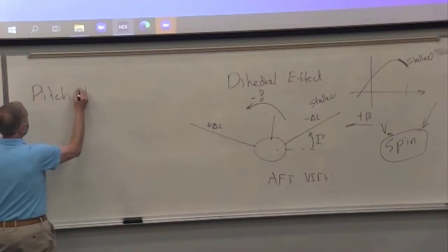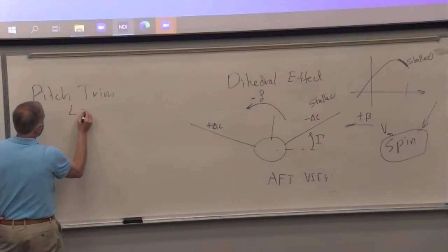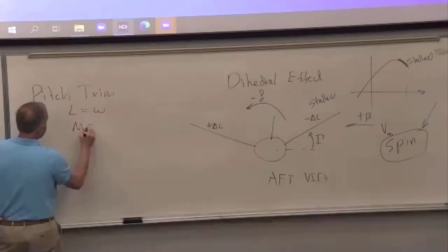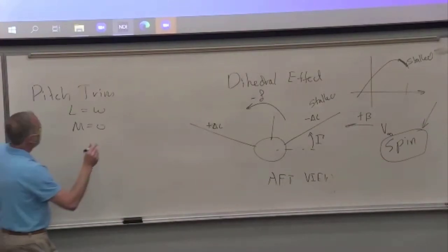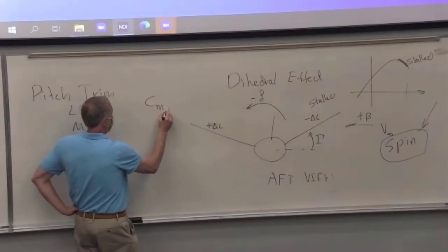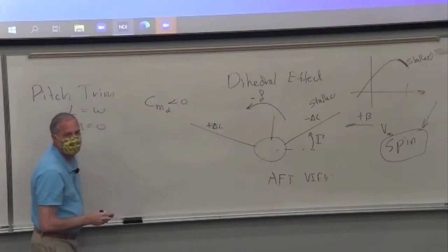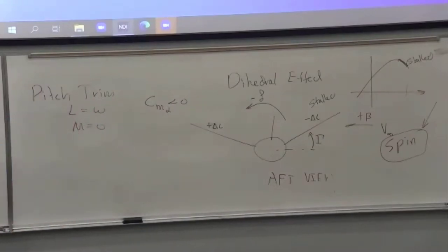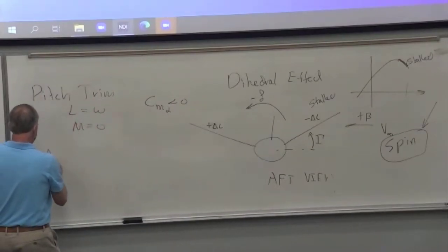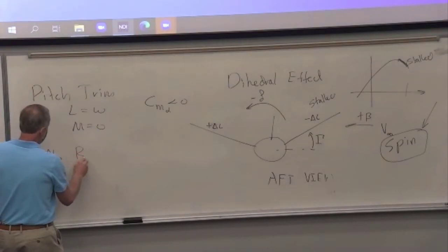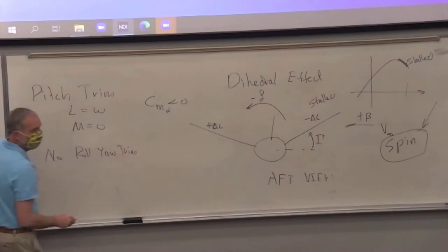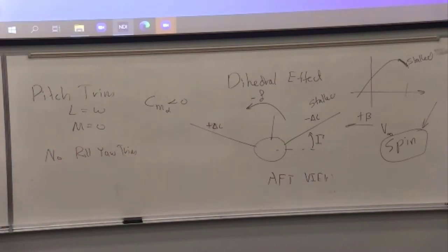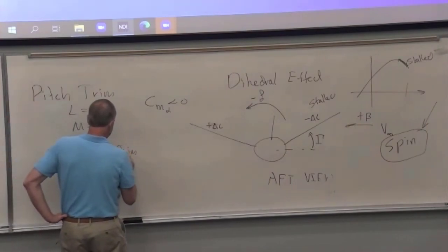making an airplane. We have to do pitch trim: lift equals weight, pitching moment equals zero. That's just so that we can keep flying. And then we need pitch stability like that. And now we just learned the other two basics. There is no roll or yaw trim because we don't have to generate any force to counteract weight. Everything's symmetrical.